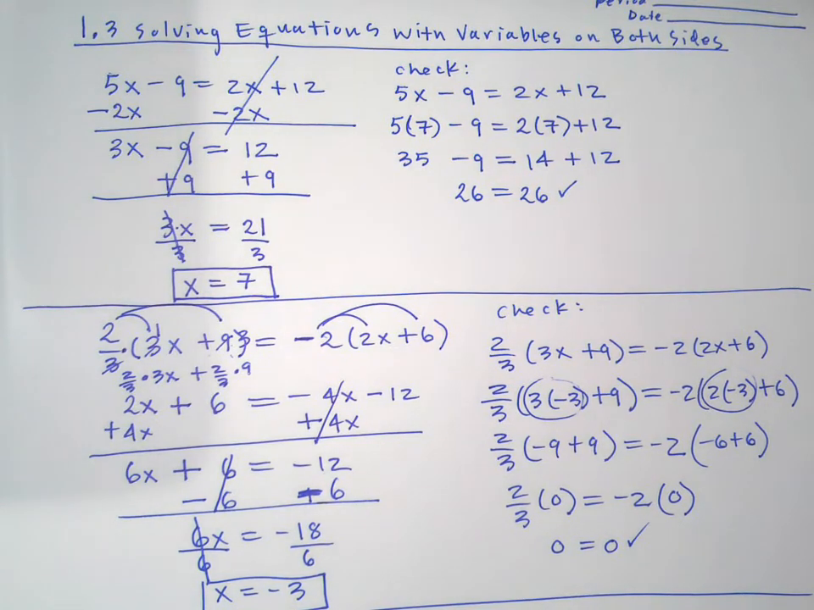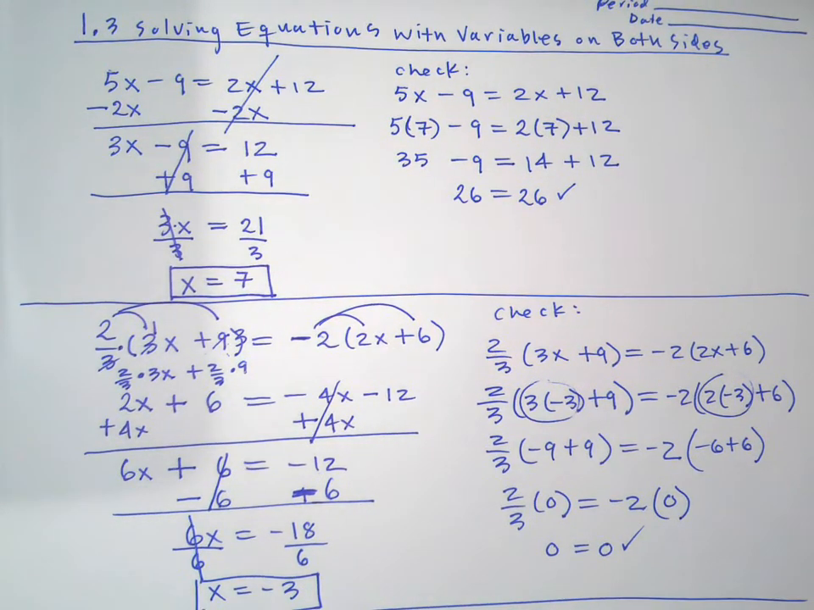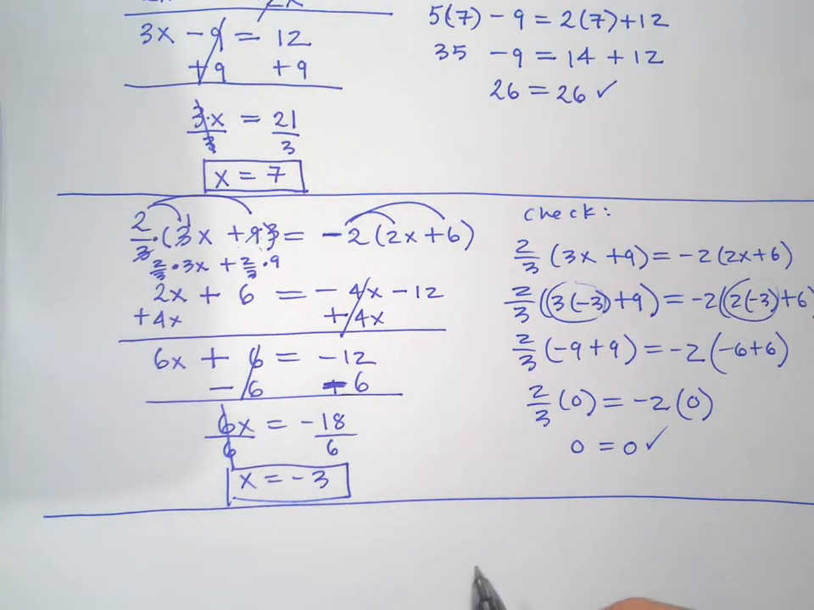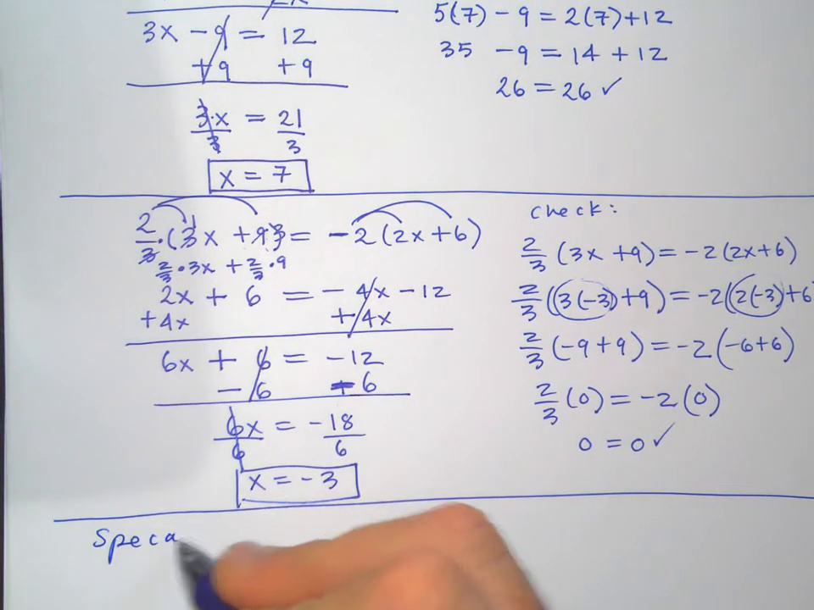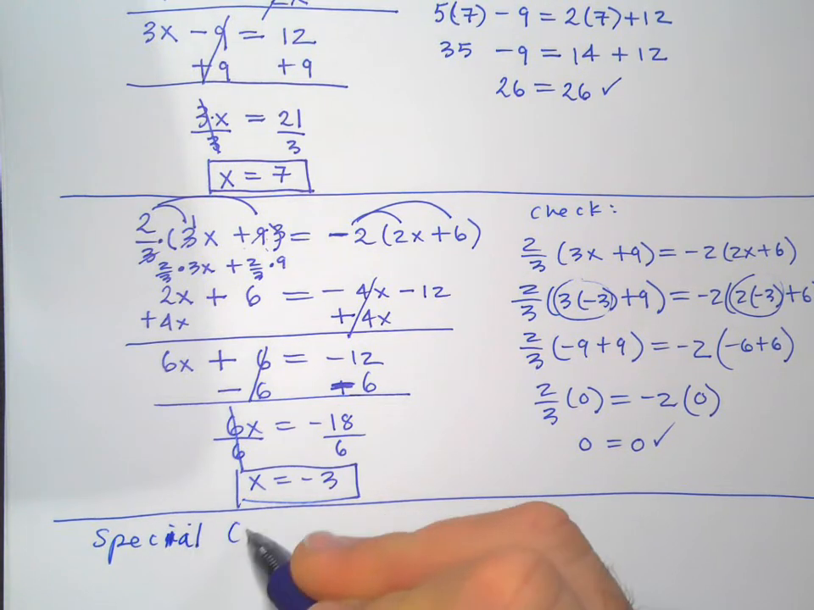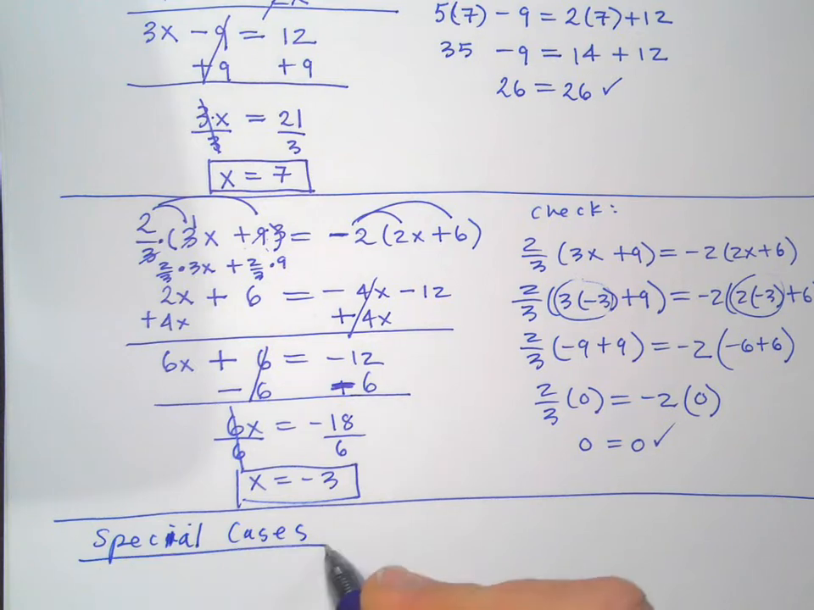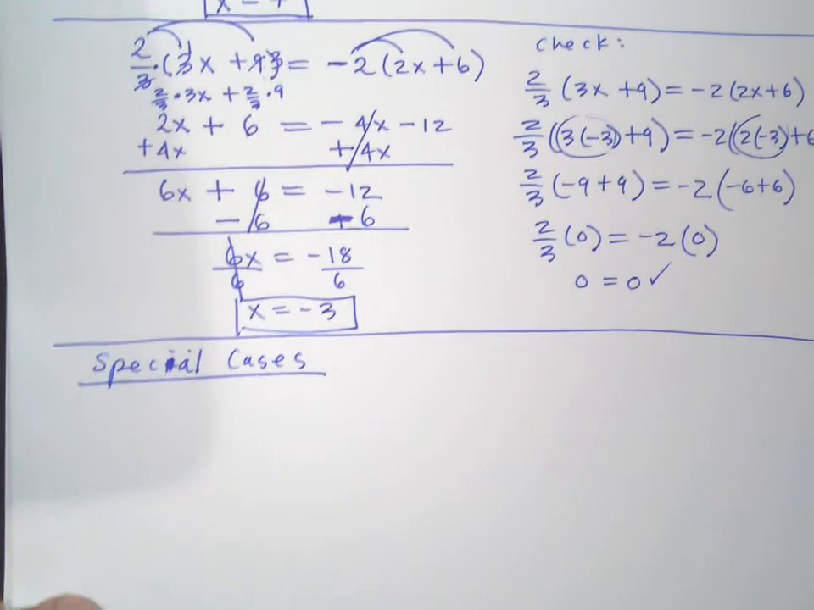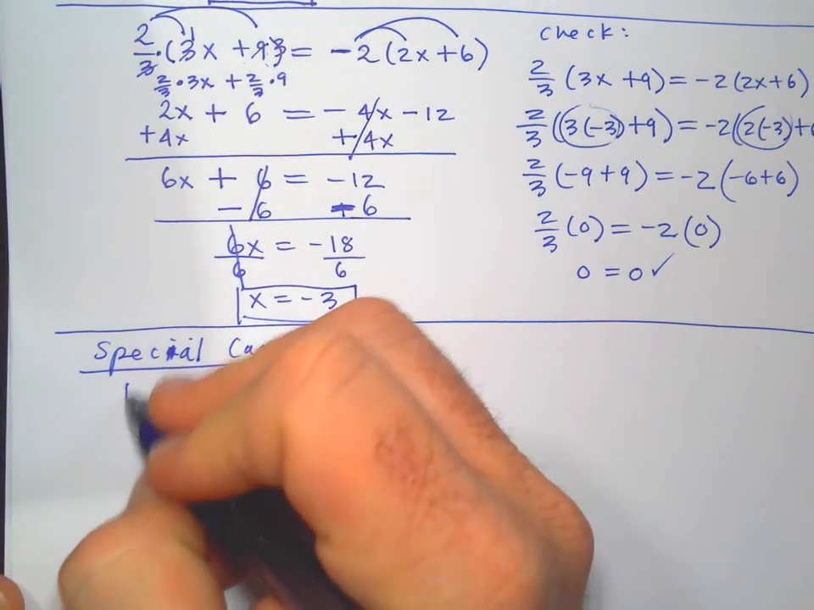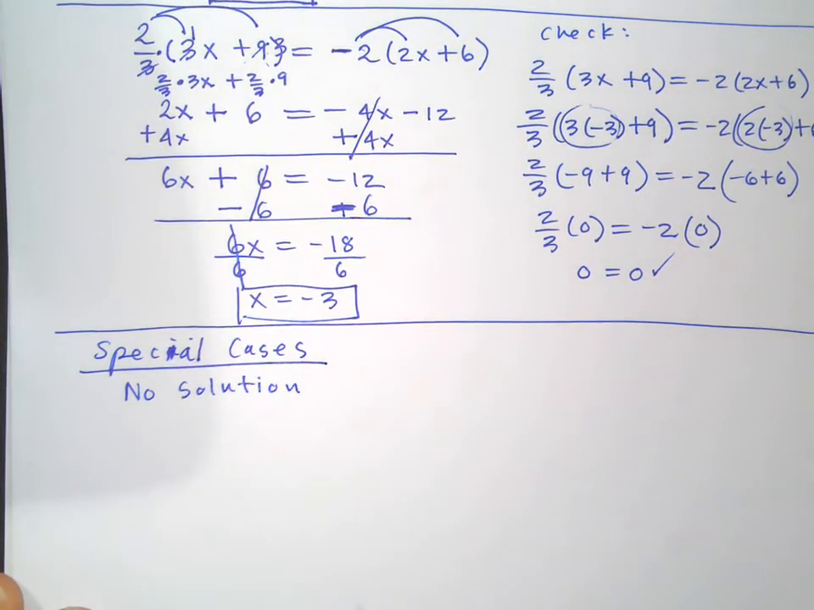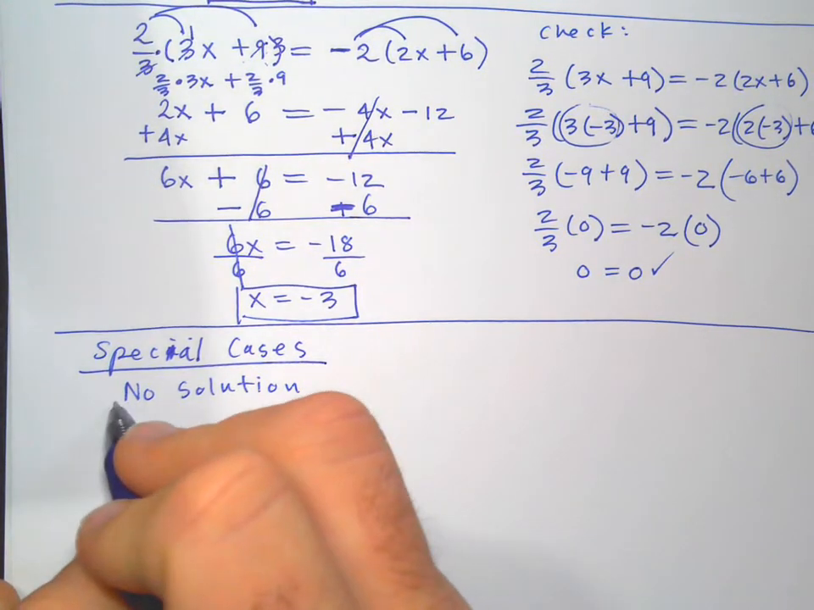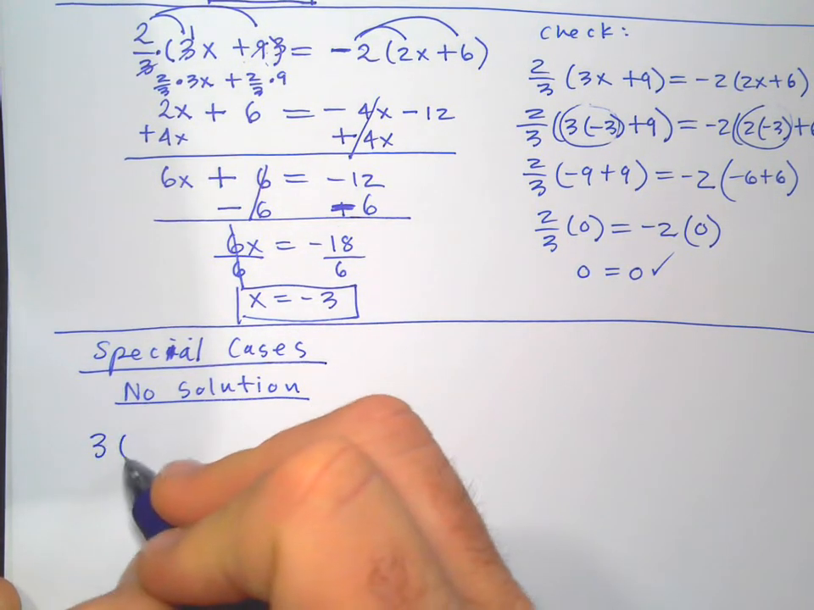Now, next I want to talk about a couple of special weird situations that'll pop up. Okay, so these are the special cases. One of the special cases is no solution, meaning there is no answer. Okay, so let's do an example where that's going to happen. So let's just write it first.